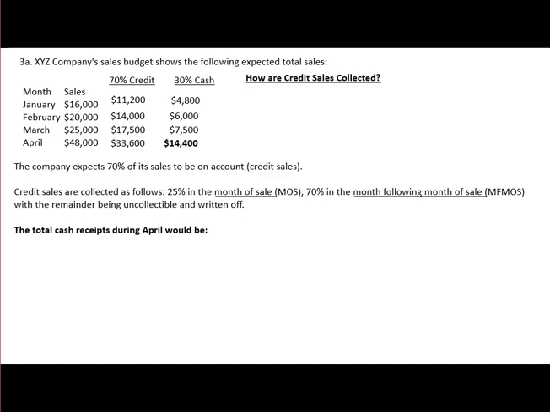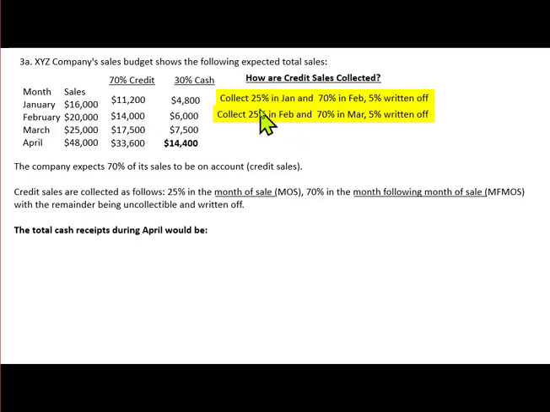And then how are credit sales collected? Well, we just said that before. They're collected 25% in the month of sale and 70% in the month following sale. So for January, 25% in January and 70% in February, and 5% are written off. For February, 25% in February, 70% in March, 5% are written off. For March, 25% in March, 70% in April, and 5% are written off.